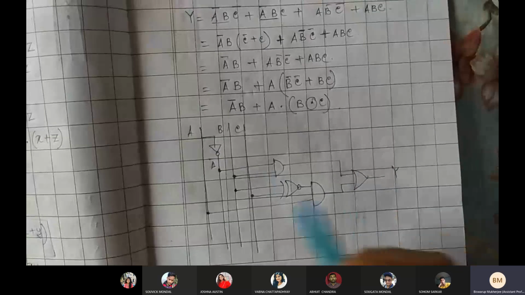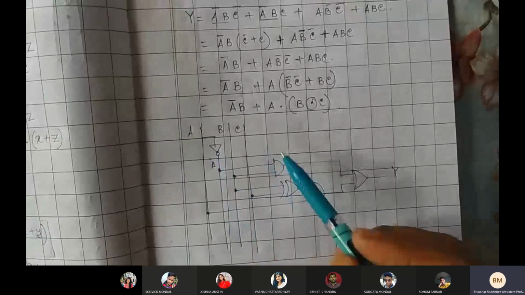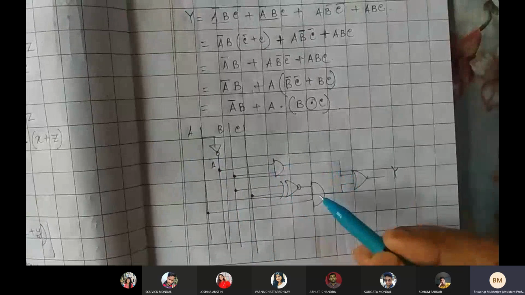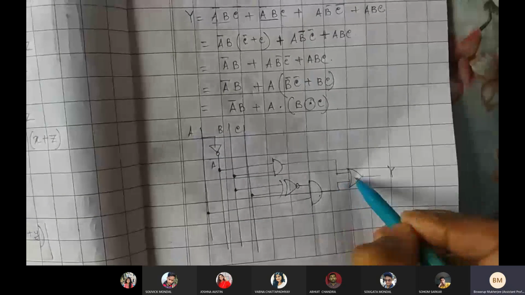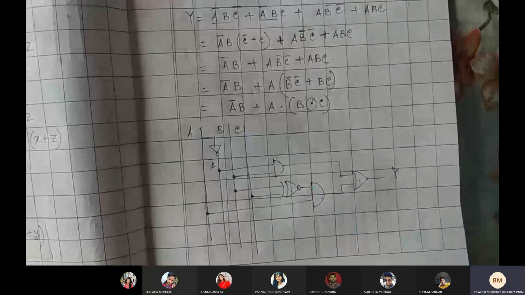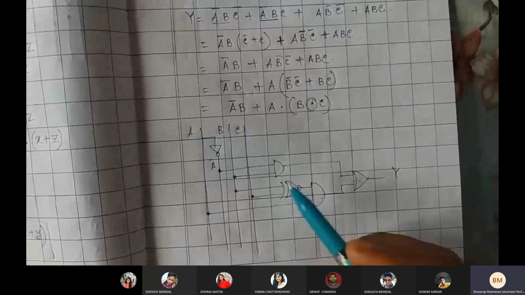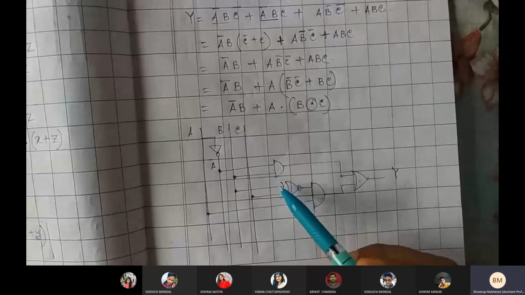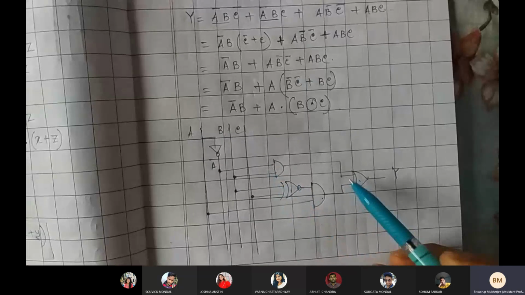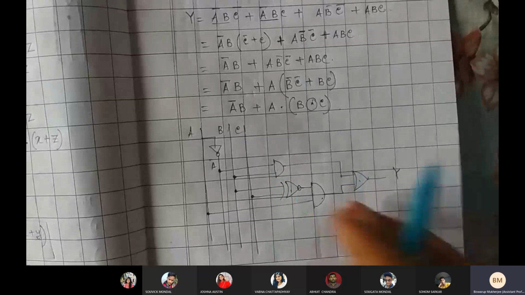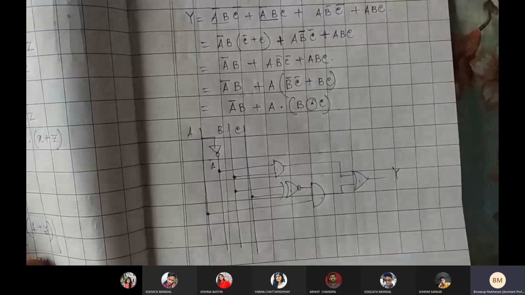So how many gates are required? One inverter, two AND gates, one OR gate, one XNOR gate. Okay, and make sure that all the gates here are two input. এখানে কোনোটা কিন্তু তিন input নেই. All the gates here are two input.